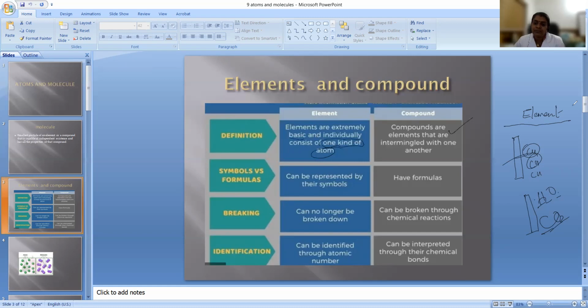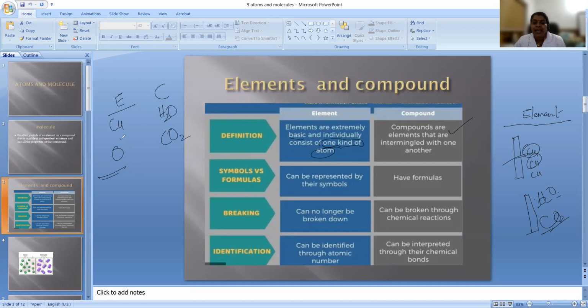Clear? If you take an element and a compound, copper is an element, Cu, oxygen is an element, O. So we use a symbol to represent an element, and to represent a compound, we use a formula. Water, carbon dioxide, formula of carbon dioxide, in this way we will use.